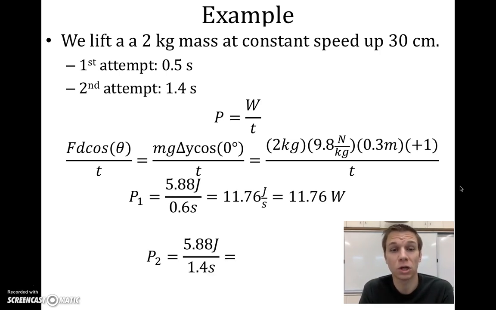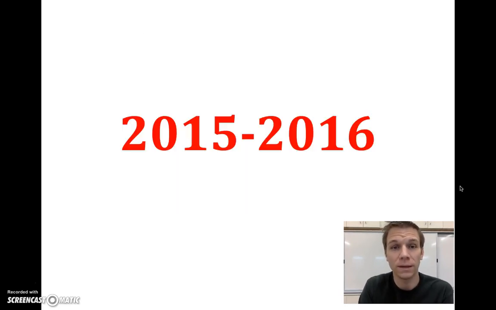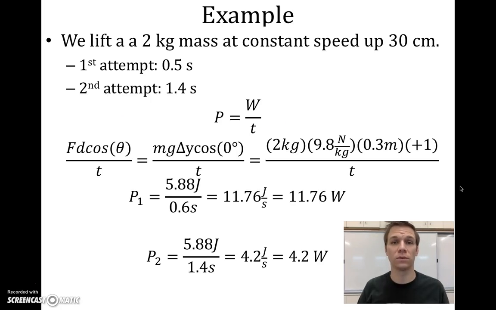For the second attempt, it took a little bit longer. It's the same amount of energy though, but since it took longer, each second I'm transferring less energy. I'm only transferring about 4.2 joules per second of energy, where the first time it was about 12. So we'd say that's 4.2 watts of energy. All right, that concludes our notes for power.